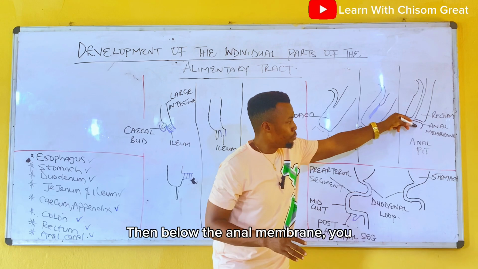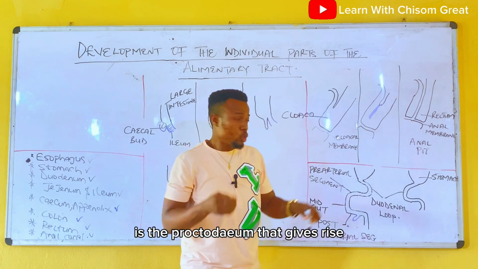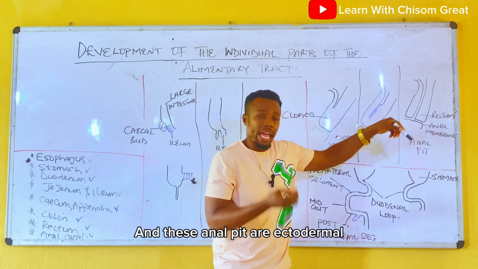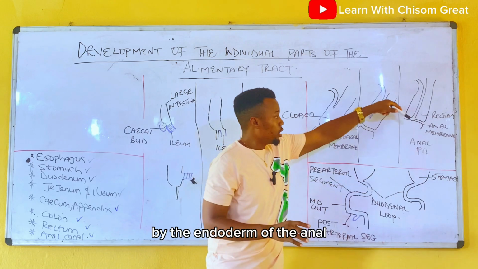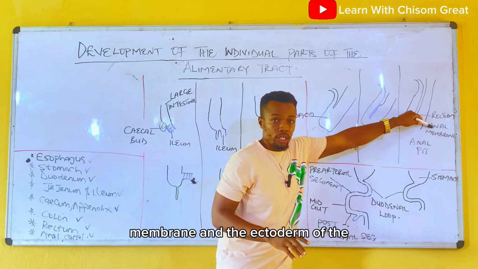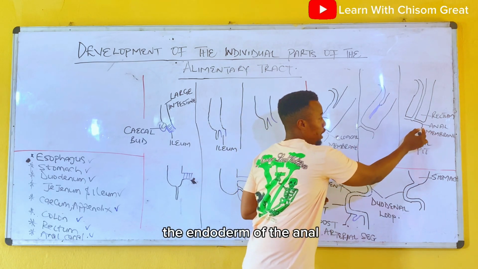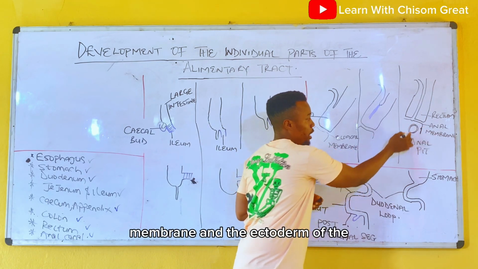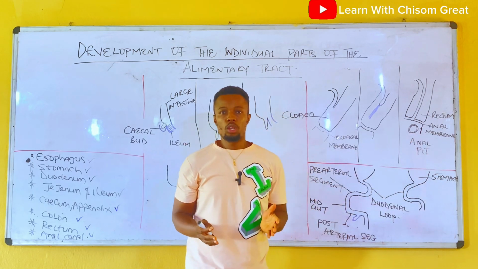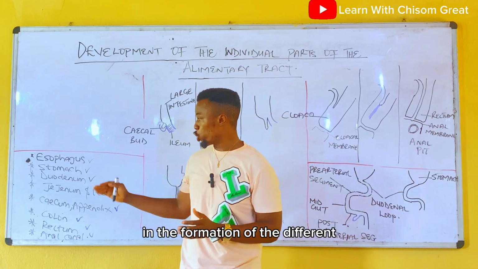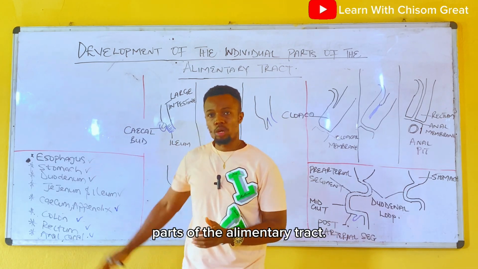Then below the anal membrane, you see the anal pit, and it is the proctodeum that gave rise to the anal pit, and these anal pits are ectodermal in origin. So the anal canal is formed by the endoderm of the anal membrane and the ectoderm of the anal pit. So that is what we have in the formation of the different parts of the alimentary tract.